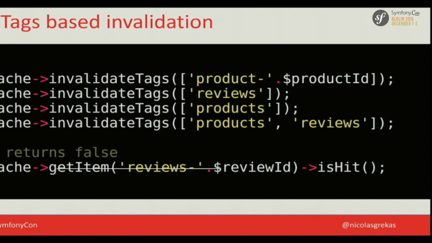Same for products. And if you'd like to do both at once, just invalidate all the cached items for products and reviews, done. And of course, the end result is that if you happen to get the item after calling invalidate tags, you'll get a miss. Nice.